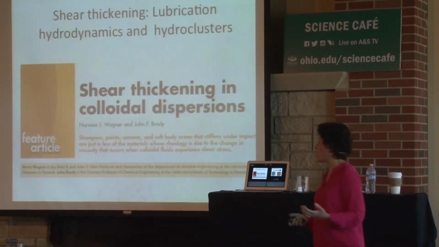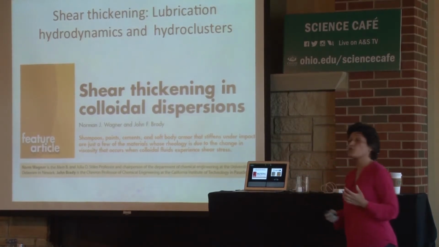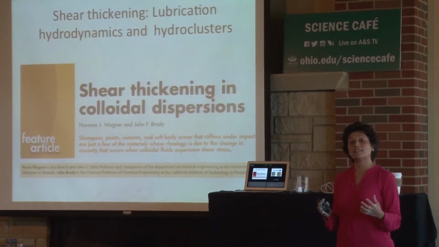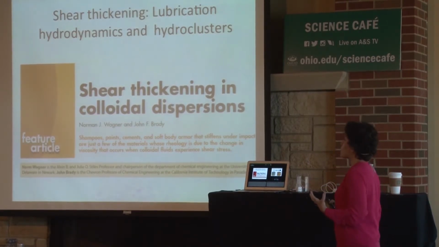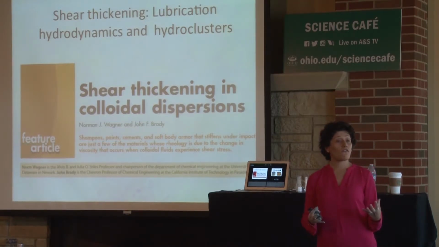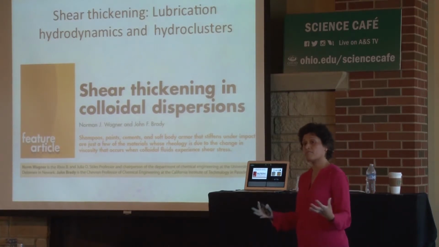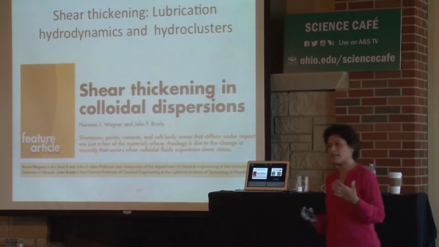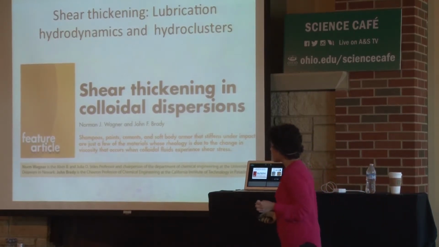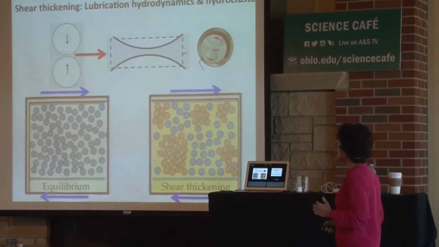Now, what is this shear thickening coming from? There is a group of scientists who believe that shear thickening comes from hydroclusters, and lubrication forces are responsible for making those hydroclusters in the suspension. So what does that mean? Let me clarify it for you. So this is Norm Wagner and John Brady from Delaware and Caltech. They have been working on this topic for so many years. So this is the reason.